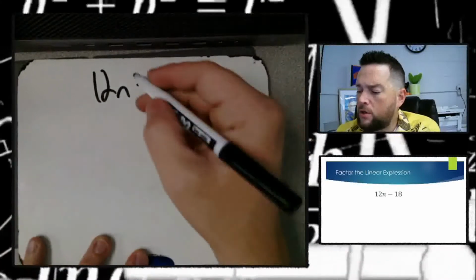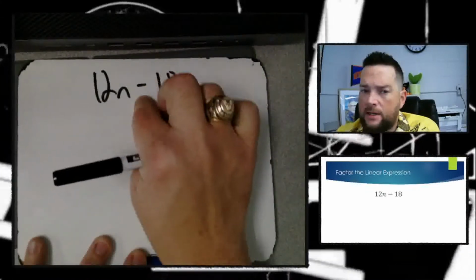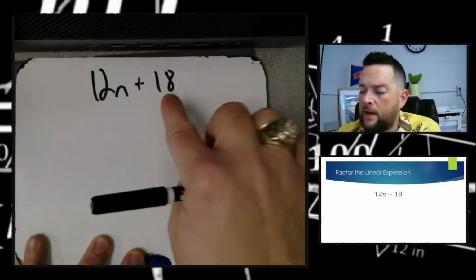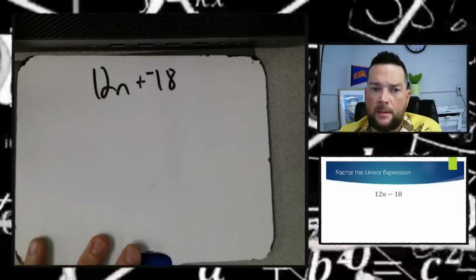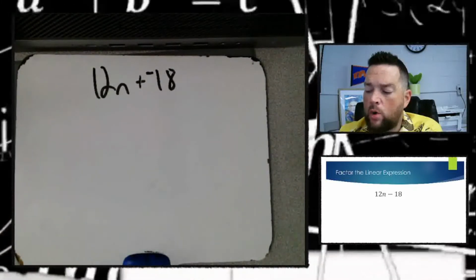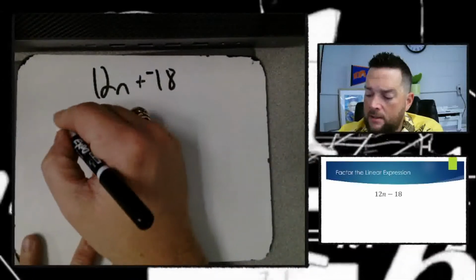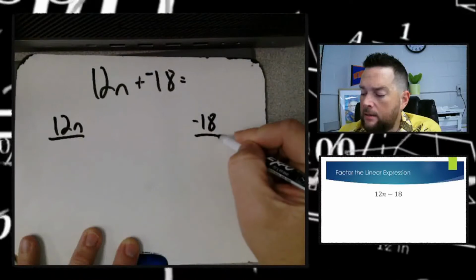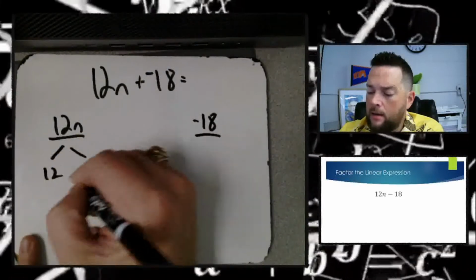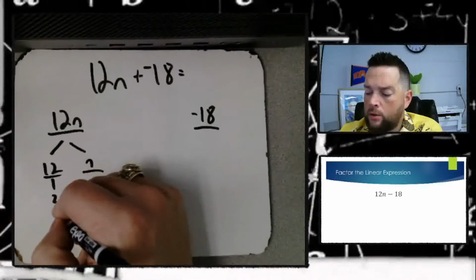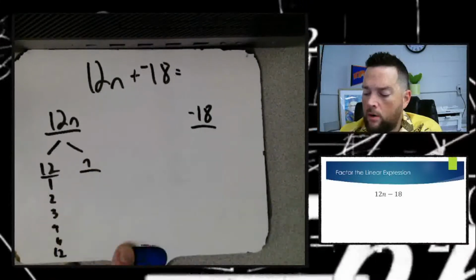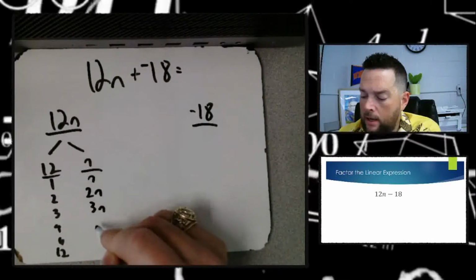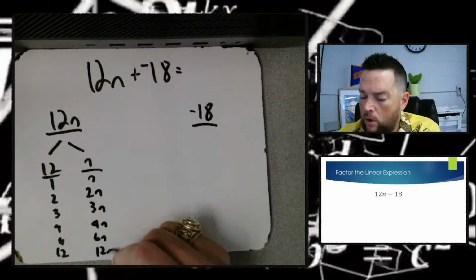First thing I'm going to do is apply keep change opposite to turn that to an addition problem. So I'm going to keep the number in front, change the subtraction to addition, and make the next number its opposite. So 12n minus 18 is the same thing as 12n plus negative 18. Now I'm going to factor 12n and I'm going to factor negative 18. I'm going to split off the 12 from the n. I've got 1, 2, 3, 4, 6, and 12. Those are all factors of 12. So I've got n, 2n, 3n, 4n, 6n, and 12n.